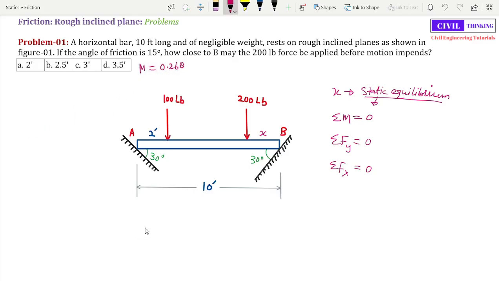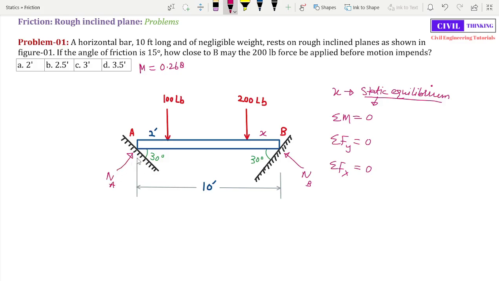Now when you apply these two forces on this bar, there will be reactions on supports A and B, right? There will be a normal reaction at A and a normal reaction at B. So let me draw the reactions here. Let us say this is the normal reaction at A and this is the normal reaction at B, because normal reactions are perpendicular to the surface, right? This is the surface and the normal reaction is normal to this surface.